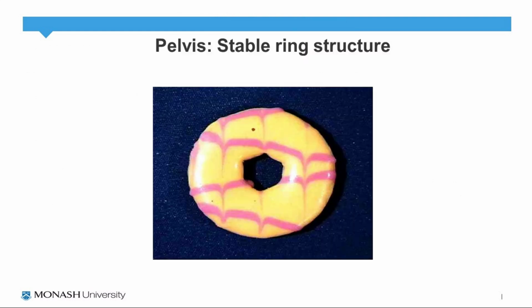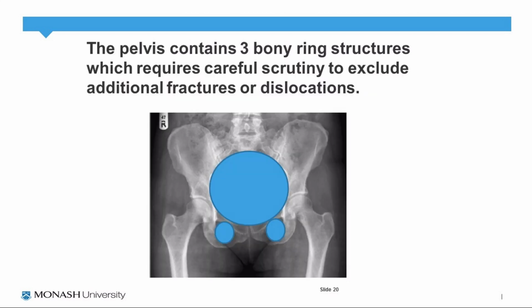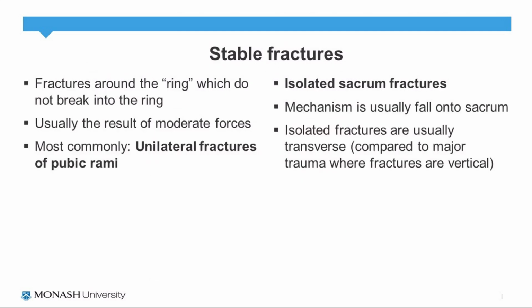So here you can see the pelvis is like a stable ring structure, and it contains the 3 bony rings. So you have the inlet, and then you have the rings formed by the obturator foramen. Fractures around the ring which do not break the ring are classified as stable fractures. Normally it's the result of moderate forces, so commonly it includes unilateral fractures of the pubic rami or isolated sacral fractures.